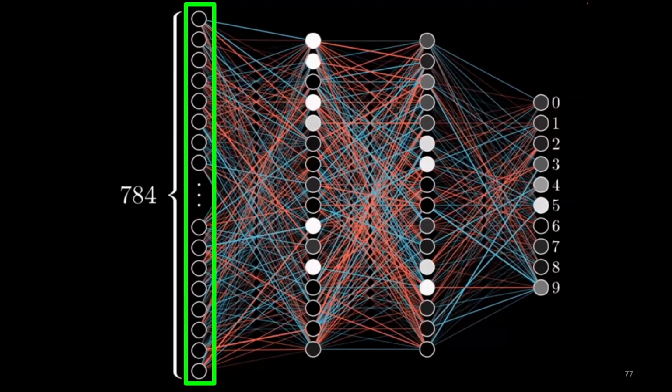So if it's a black pixel, the input is 0. If it's a white pixel, the input is 1. If it's different shades of gray, it would be wherever that falls on the 0 to 1 spectrum. All right, so we have the input layer. That's where the information goes in.